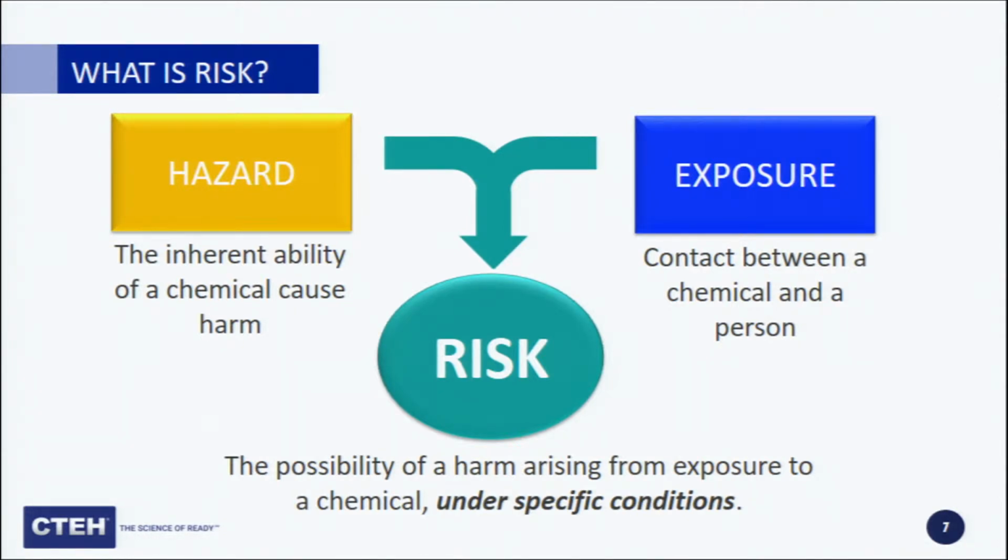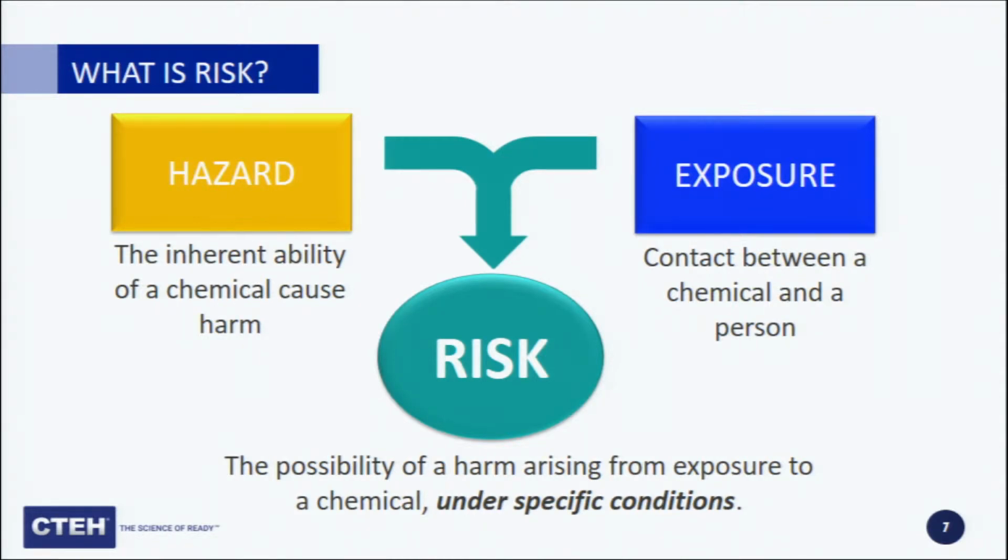So when we assess health risk, it takes two parts, hazard and exposure. Hazard is the inherent ability of a chemical to cause harm, okay? Exposure, on the other hand, is contact between a chemical and a person. In order to have risk, you don't just have a chemical that has the ability to have harm, you have to have some kind of exposure and at some level.